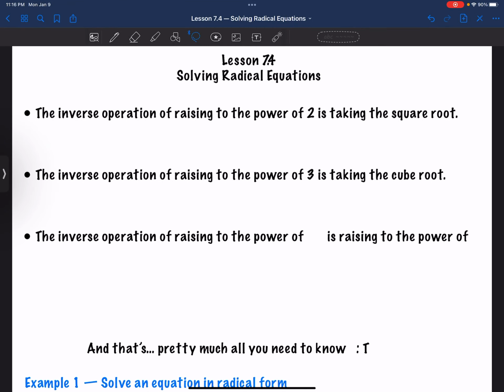All right, welcome to lesson 7.4 on solving radical equations. I'm going to split this video into two parts. This first video is just going to tackle the basic premise of what we need to do in order to solve radical equations. The second part, video part 2, will cover a little bit more complicated problems and some more advanced techniques of doing that.